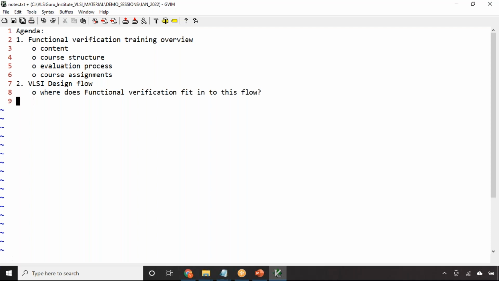First, let us start off with the functional verification training overview. Some of you might be attending the DFT demo session. I will give you the details regarding the DFT things later. Right now, I'll be focused on functional verification training. Now, the functional verification training is a 28 weeks course. If everything goes well, we will try to finish it in 24 to 26 weeks.